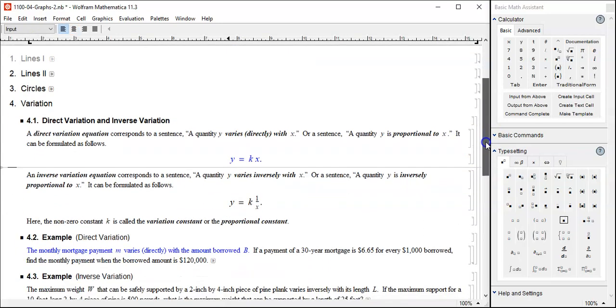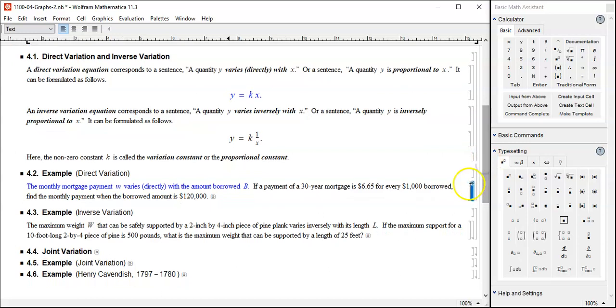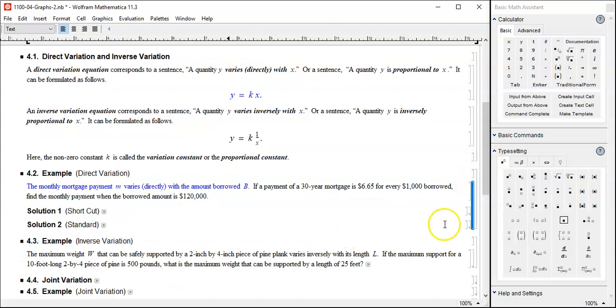Let's go back to the problem. In this case, $1,000 borrowed is 120-folded. So what do you think will happen to the payment of $665 each month? Is it also 120-folded? It should. And that's the idea behind the direct variation.